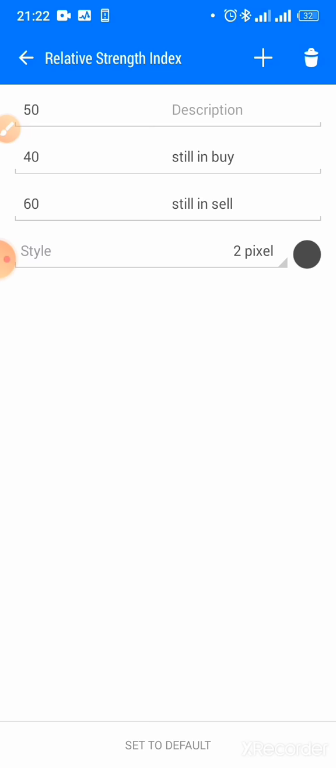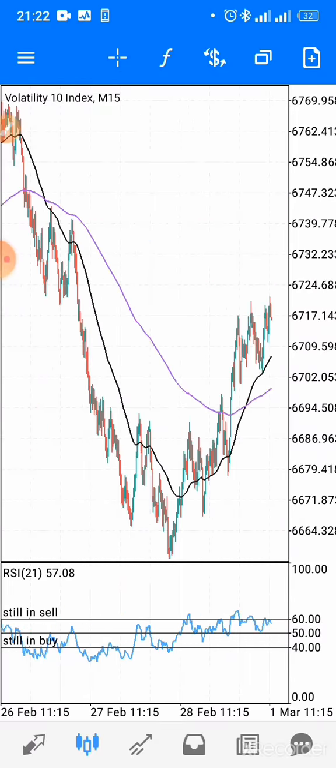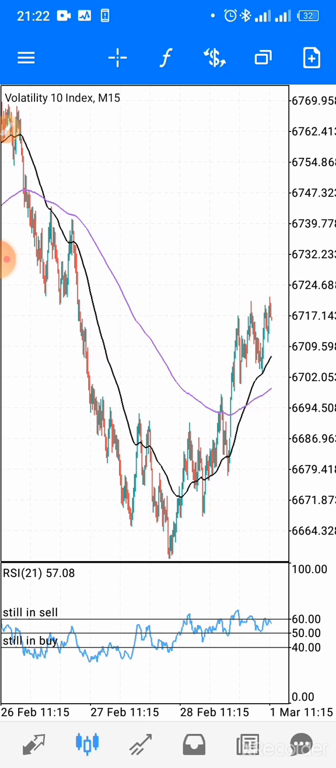Take note of the descriptions. Then you click Done. When you are finished, your chart should look like this. Let me jump into what we're going to be doing.